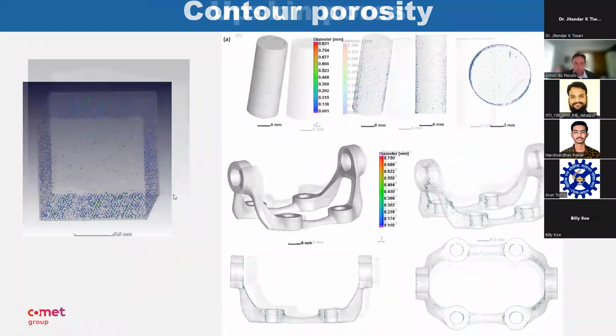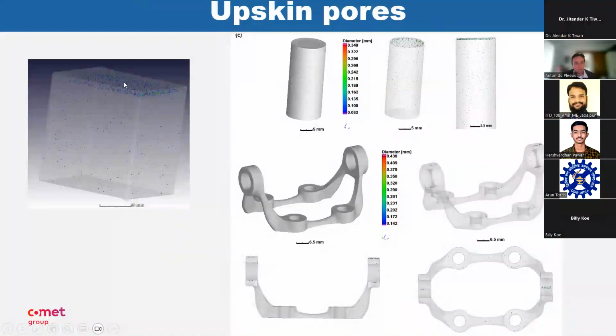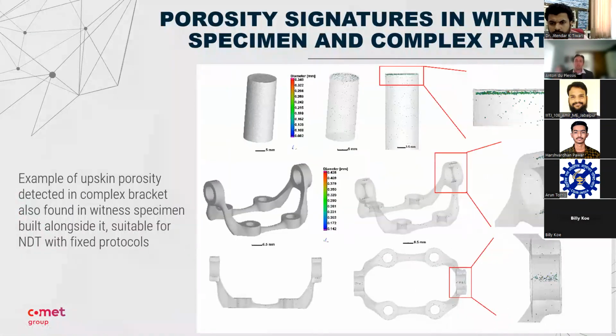This is an interesting one where porosities are all just at the top surface of this cube. It's actually an example that we used in a large round robin test, and it's also visible in the cylinder, but only at the top surface. And in the bracket, it's also only on top horizontal surfaces. So it's not all over, but it is also present there. So these are like porosity signatures, and these signatures are present in the witness specimen also.